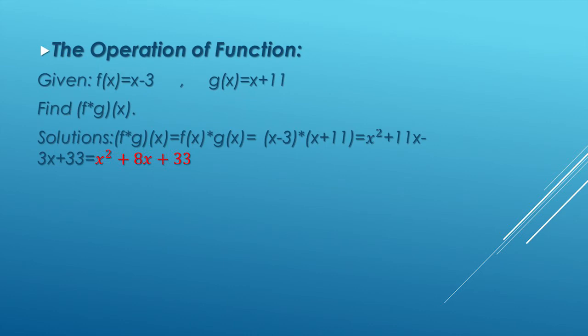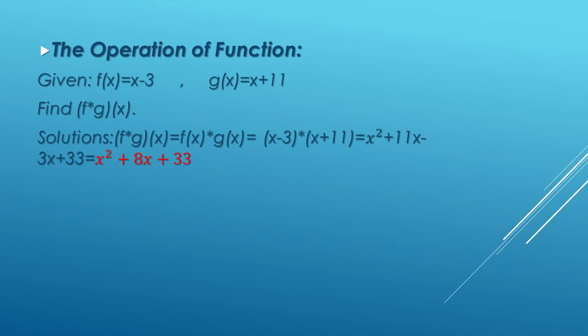Now for the third operation of function rule, the product of two functions. The example that we are going to give is f times g of x, where f of x is equal to x minus 3 and g of x is equal to x plus 11. Just like before, write down the equation based on the given. So it will be f of x times g of x.